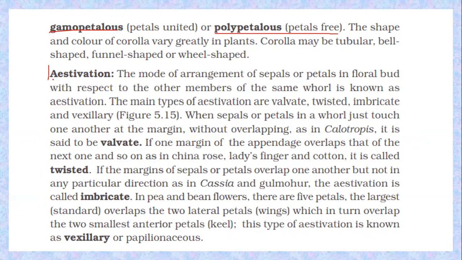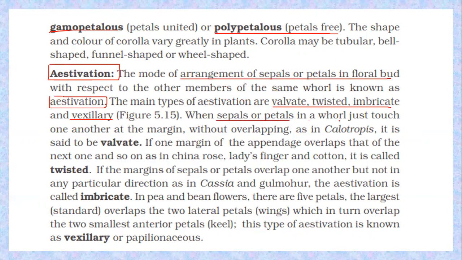The next topic that we have to study is a very important topic, that is the estivation. The mode of arrangement of sepals and petals in a floral bud with respect to the other members is known as the estivation. There are mainly 4 types of estivation: valvate, twisted, imbricate, and vexillary. Let's move on to the first one.